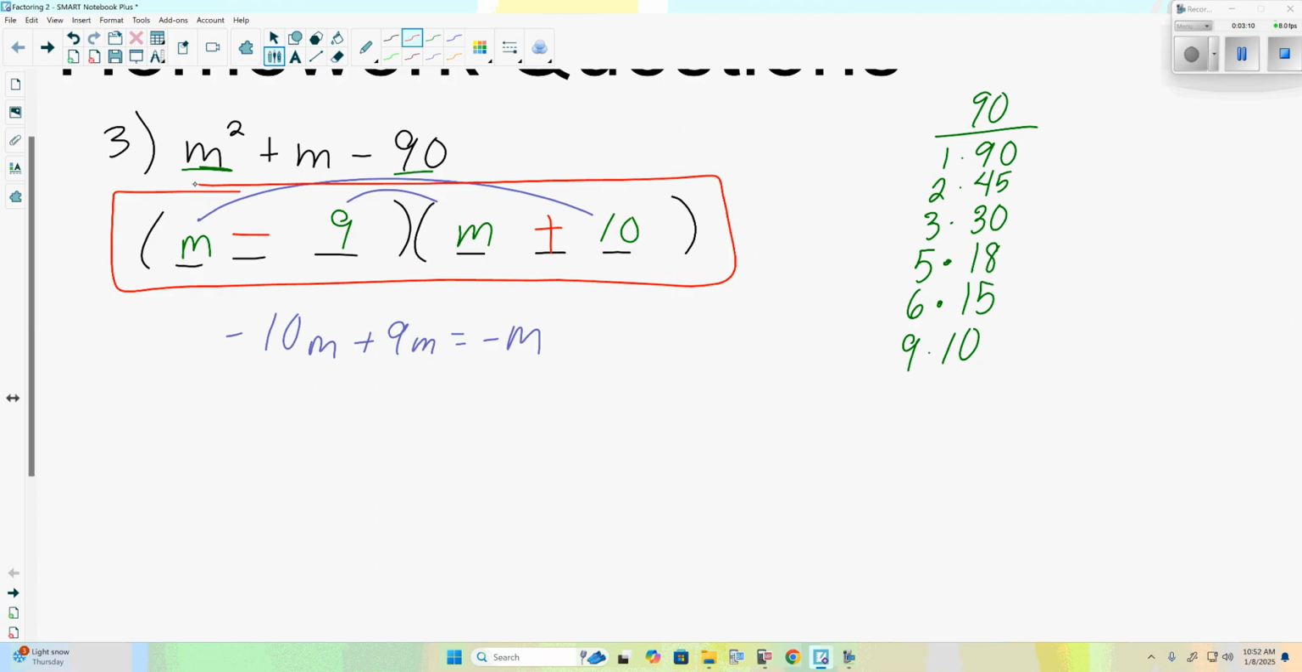Because with this setup here, we now have positive 10m minus 9m, giving us just m. Questions? Any other questions on the homework?